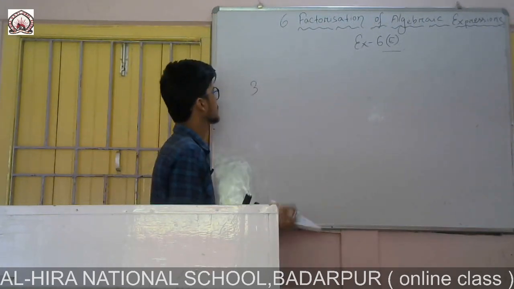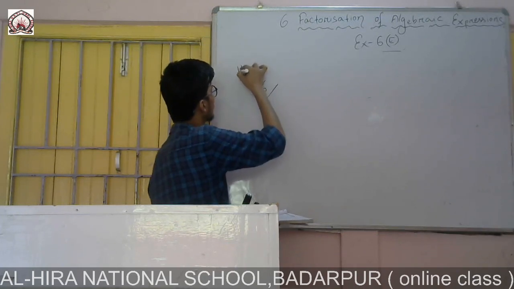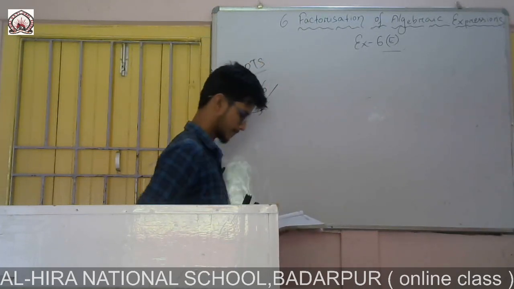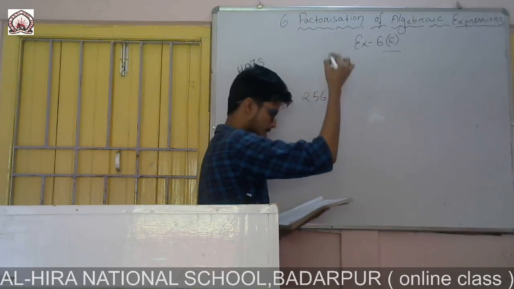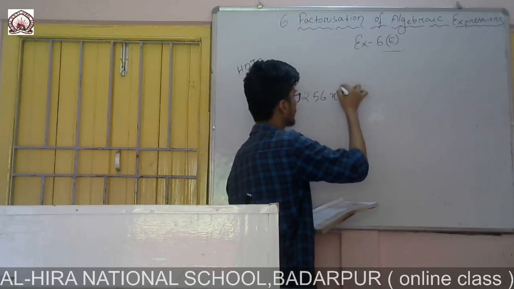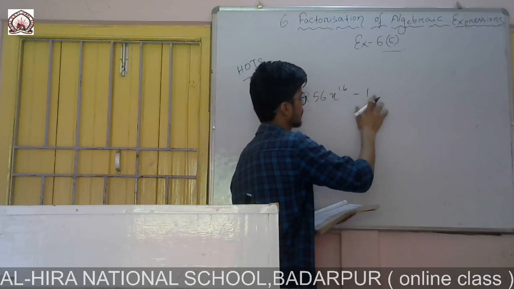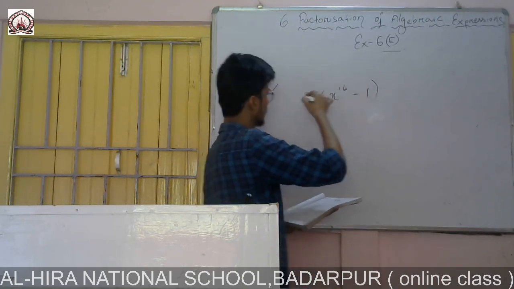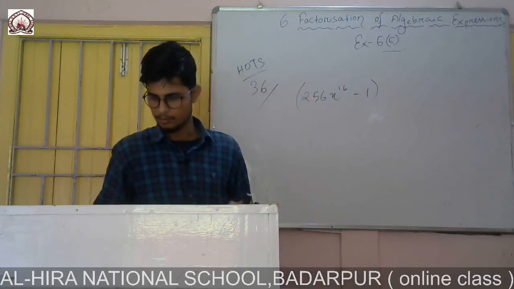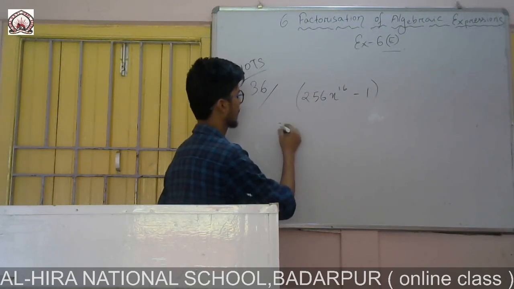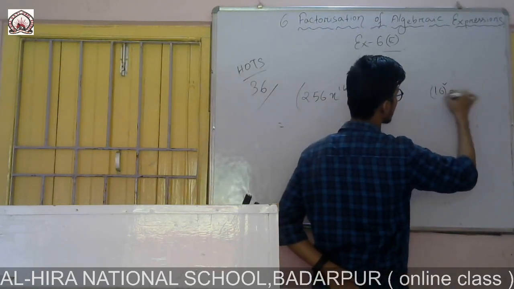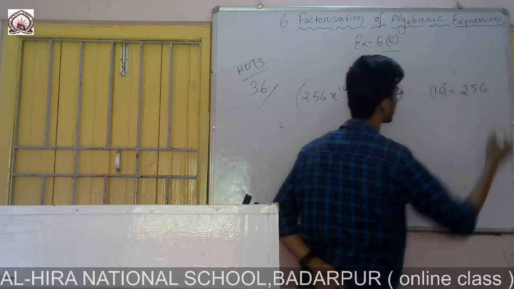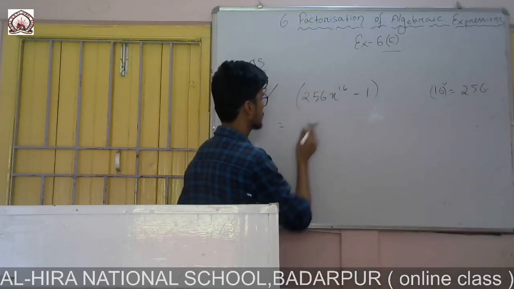Question number 36, high order thinking. So you have to factorize 256 x to the power 16 minus 1. So be attentive; if you are not attentive, you will not understand. Okay. So we know that the square of 16 is 256. So first of all, I have to break this one.